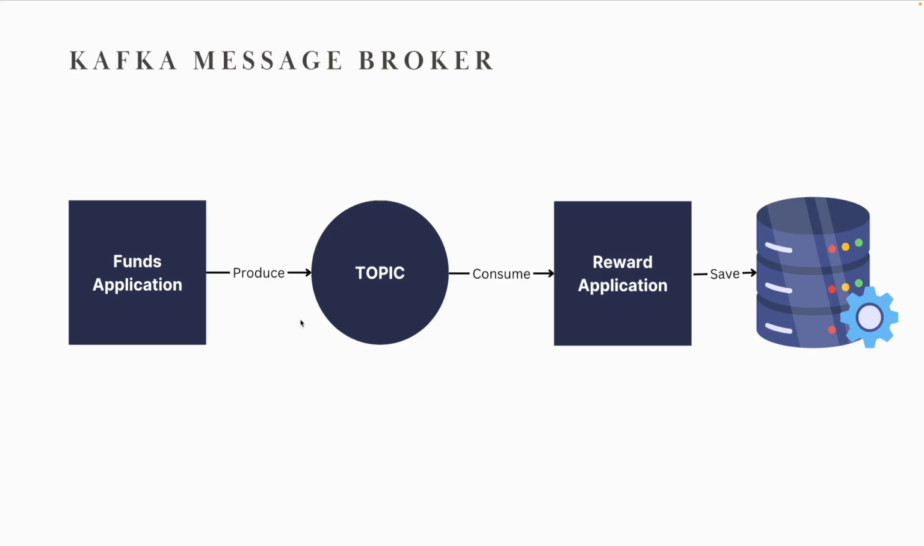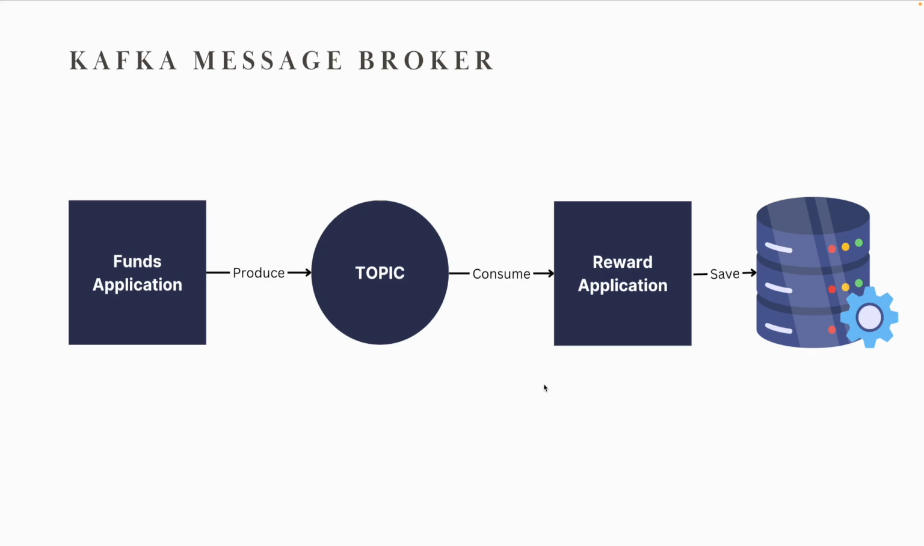The goal is to distribute the work though. I do not want a monolithic system. I don't want the funds application to handle all of that, right? Because there may be a lot of transactions that are occurring and I don't want the funds application to have to deal with all of that. So I'm sending it to this topic where the rewards application can retrieve from the topic whenever it has the ability to do it.